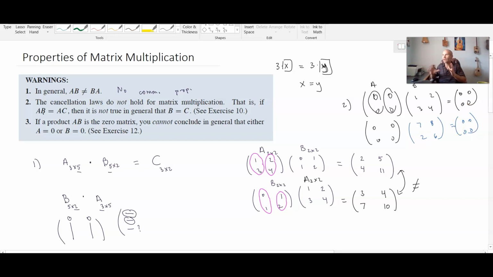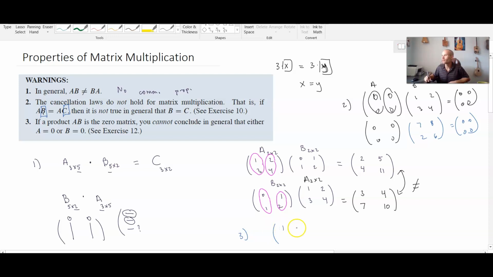Now I picked on the 0 matrix, but it turns out that you can pretty much find other examples where this works. So you just cannot conclude that B and C are the same. If a product AB is the 0 matrix, you cannot conclude in general that either A equals the 0 matrix or that B is the 0 matrix. Again, you can find special exceptions to this. I think we can construct one if A, let's see if we can get the 0 matrix.